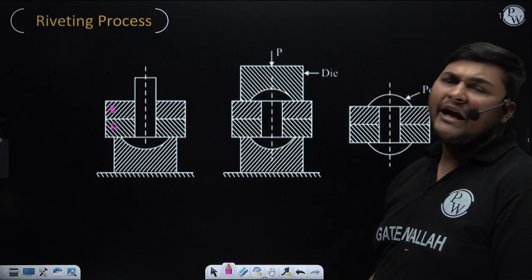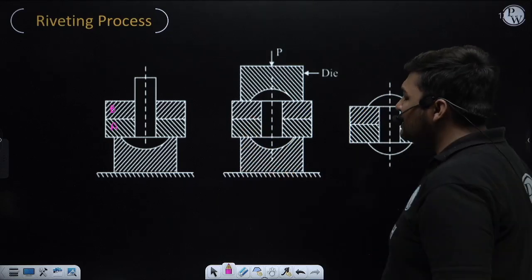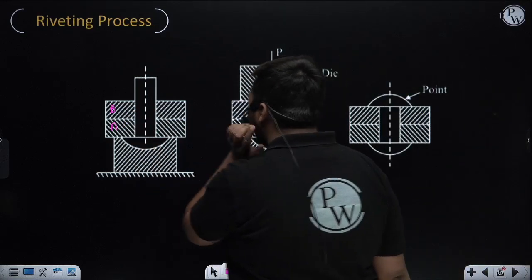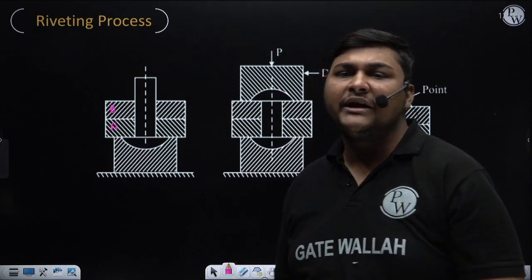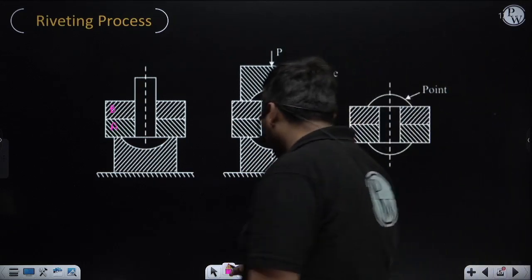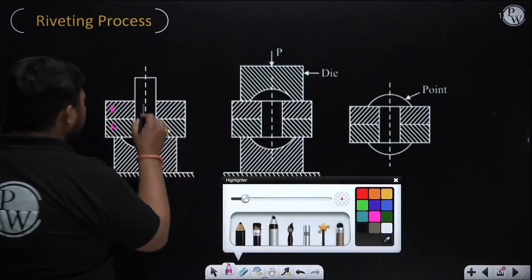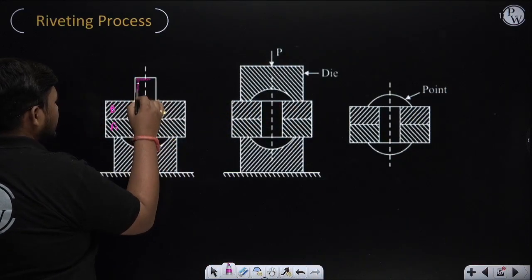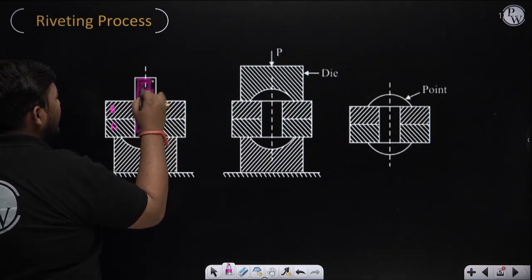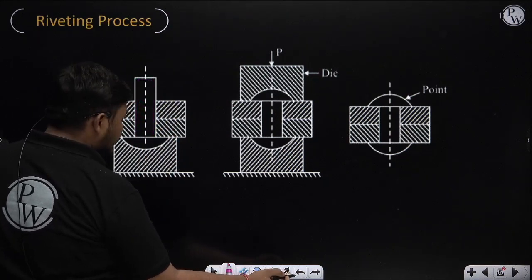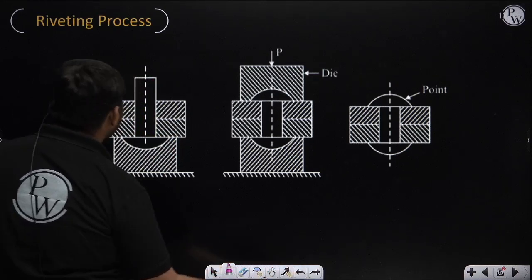Just for understanding, I am explaining this process. Suppose this is plate A and this is plate B. Our objective is to connect plate A and B through riveted joint. So this portion is rivet. You can see it is rivet. Now, to insert this rivet in both the plates, first what we need to do? We need to make a hole in these plates.